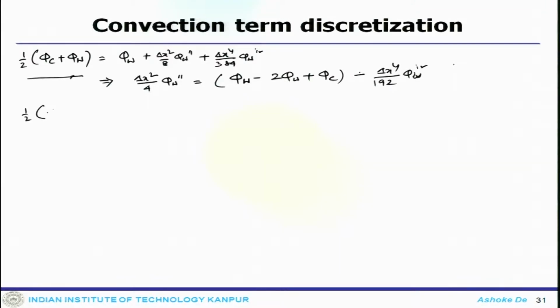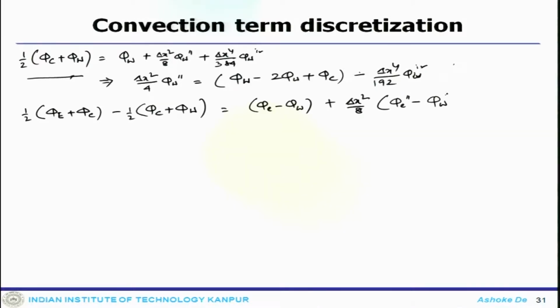So, what we get is phi e plus phi c minus half of phi c plus phi w, which is going to be phi small e minus small w plus delta x square by 8 times phi e double prime minus phi w double prime plus del x to the 4 by 384 times phi e fourth derivative minus phi w fourth derivative.